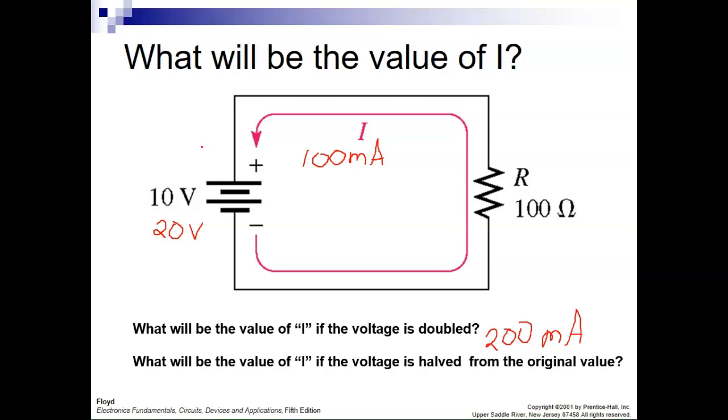So what is the value of my current if I halve my voltage from the original value? So instead of 10 volts, I have 5 volts. Same resistance, what does my current end up being? 50 milliamps. Does that make sense to everybody? Yes, ma'am.